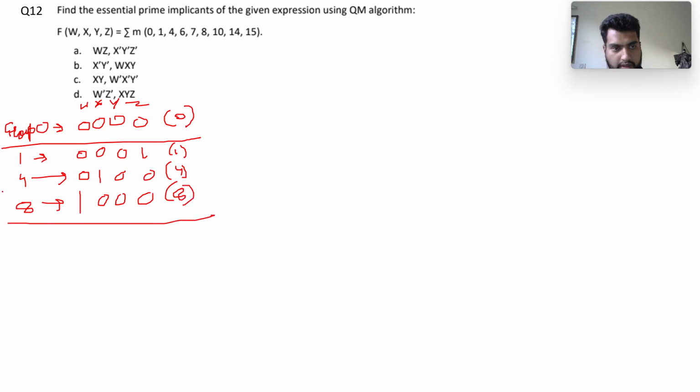This is group 1. Then we have group 2. So here in group 2 we have 6 and 10. 6 is 0 1 1 0, and 10 is 1 0 1 0. This is 6 and this is 10.